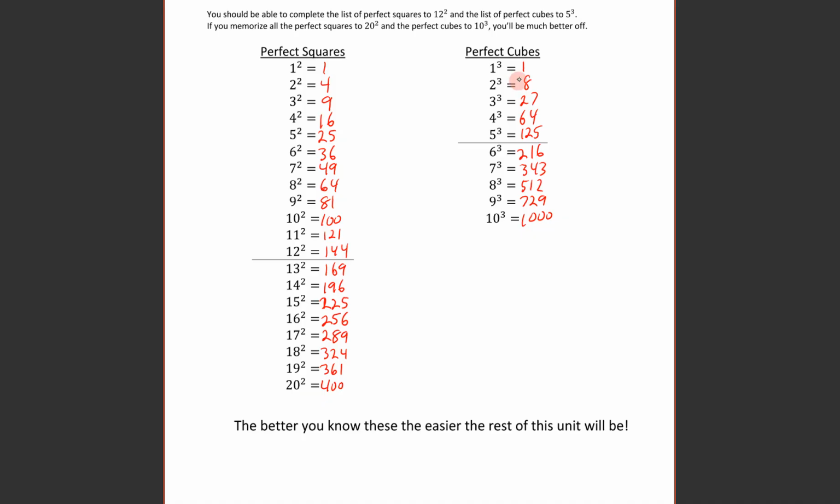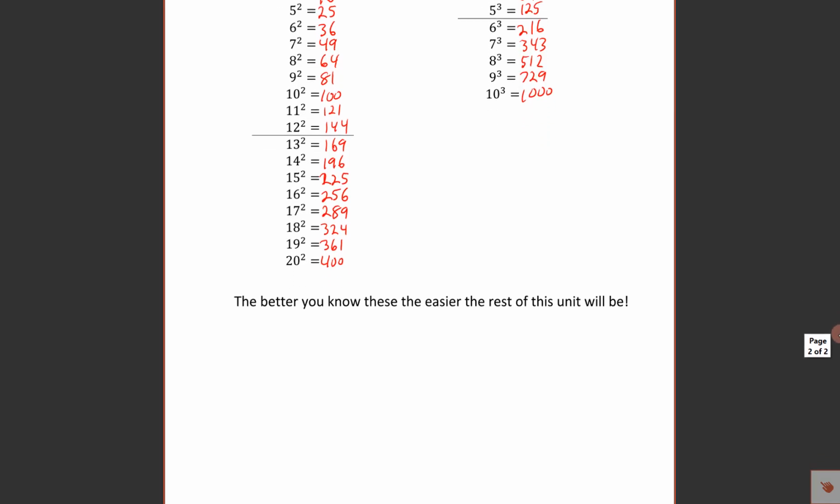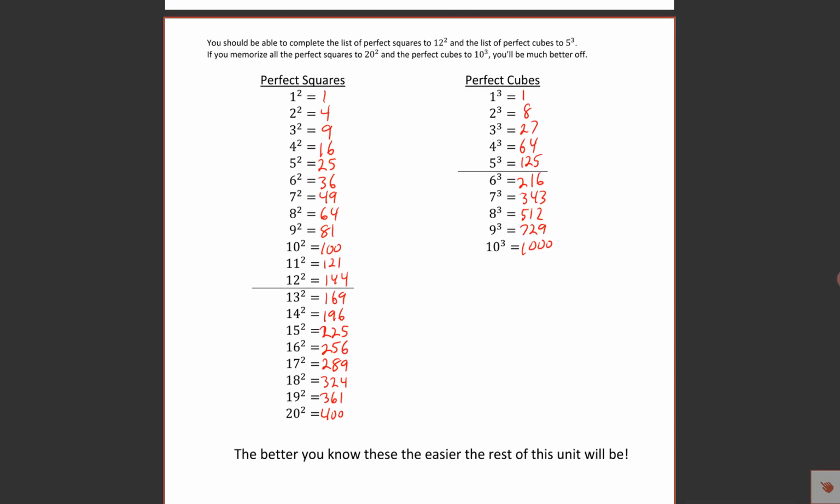And then over here on this list of perfect cubes, again, definitely up to 5 cubed, up to 125. If you can do 216, that's awesome. These are really kind of tricky. The 7 cubed, 8 cubed, and 9 cubed, those can be tricky. But if you see 1,000, you should know that that's 10 cubed. So again, the better you have those memorized, the better off you're going to be. So if you can work on that, again, perfect squares to 12 squared and perfect cubes to 5 cubed.